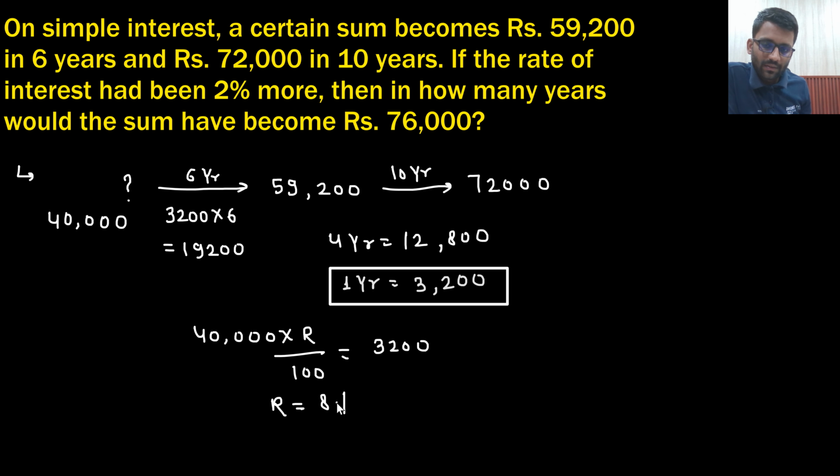So basically, what is the value of r you are getting here? 8%. So your interest rate was initially 8%. Now what is your new interest rate? It is increased by 2%. So your new interest rate is 10%.